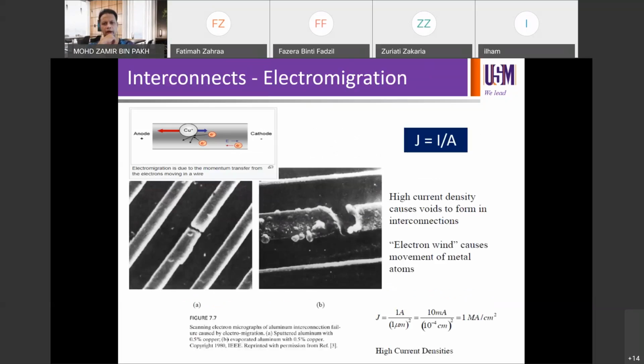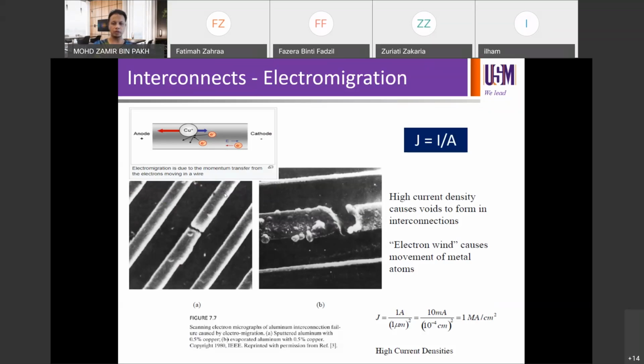It's due to high current density causing voids. High current density passes through your wires, for example. In this case, you can see two SEM images. The first one on the left, you can see the wire breaks in the middle due to electromigration. So bila jadi macam ni, what happens is it's going to be an open circuit.